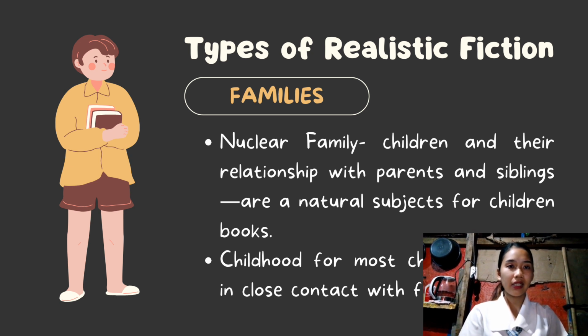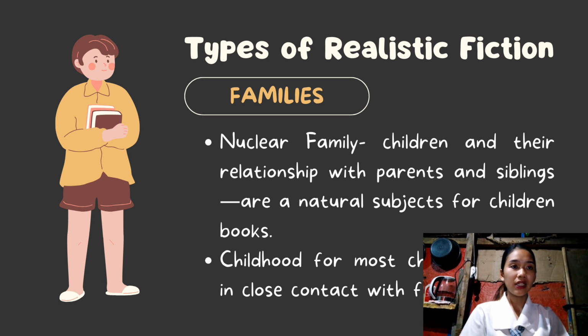The first types of realistic fiction is families. First is the nuclear family. Nuclear family refers to children and their relationship with parents and siblings, which are natural subjects for children's books. So this narrative focuses on parent-child relationships and sibling interactions, which are universal themes in children's literature. By depicting everyday moments like shared meals, arguments, or celebrations, they help young readers see their own experiences reflected.